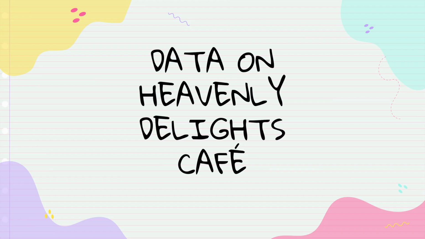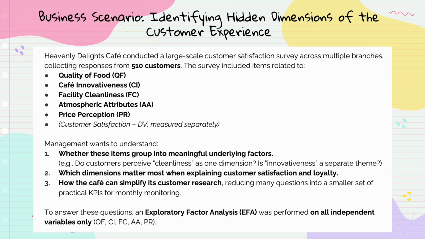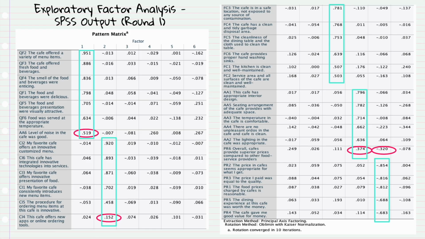Let's have a look at the data on Heavenly Delights Café. Heavenly Delights wants to simplify their customer survey and identify which service dimensions customers actually evaluate. Here is the first round of EFA. What we are looking at are all the factor loadings, and this tells us how strongly each item belongs to one factor.